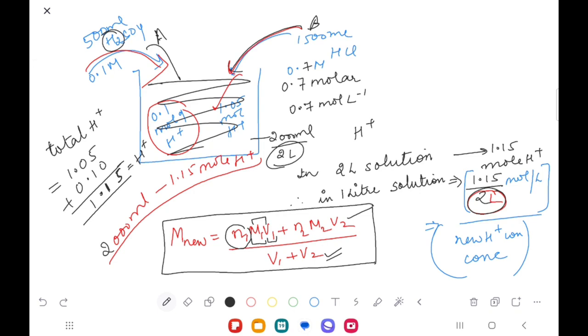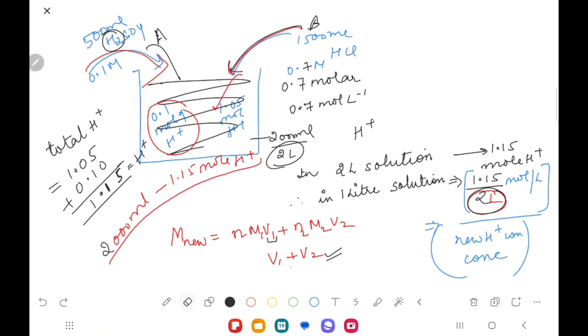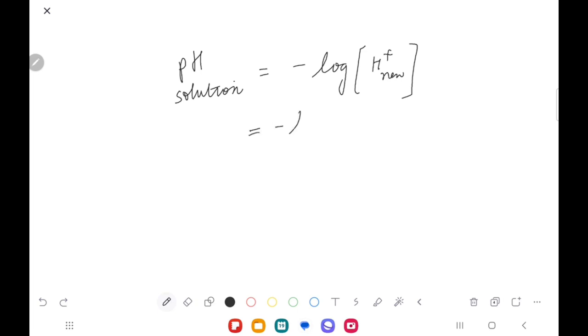What is the basic concept here? The basic concept here would be that this is going to be my new concentration of H plus ions, and then I'm going to calculate the pH. And what is the pH of the solution? The pH of the solution is going to be minus log of the H plus ion new concentration, because you are calculating the pH for the solution. So that comes out to be minus log of 1.15 over 2.